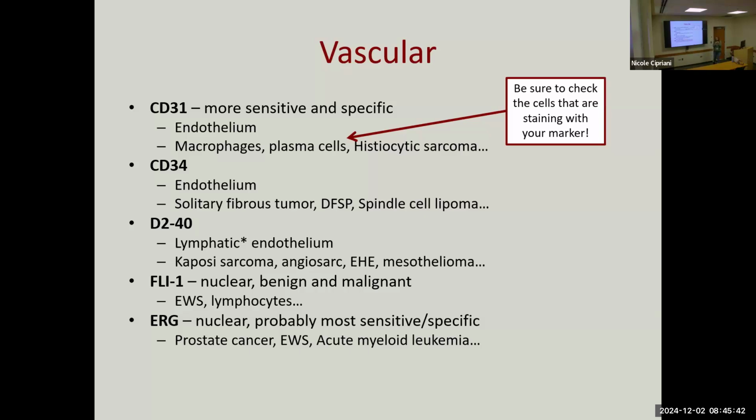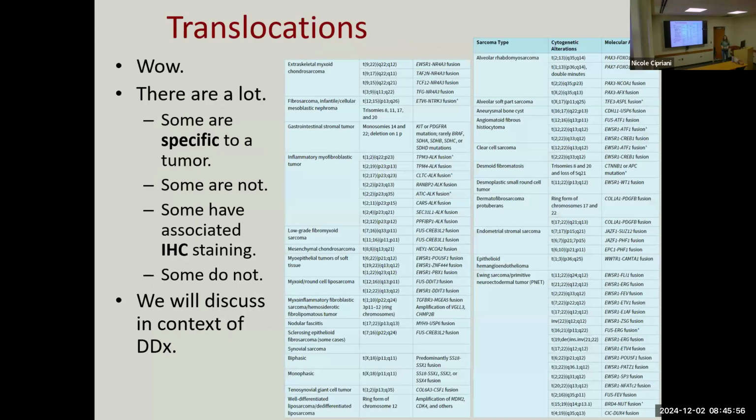You want to understand what cells are picking up what marker, because especially in these sarcomas, right, you can have a lot of inflammatory cells, histiocytes, plasma cells, whatever. So just check what's staining, because you don't want to call something a histiocytic sarcoma that is an undifferentiated sarcoma that just has a lot of histiocytes running around in the background.